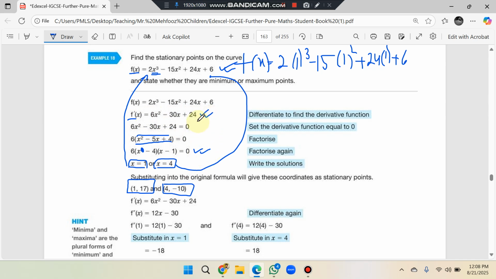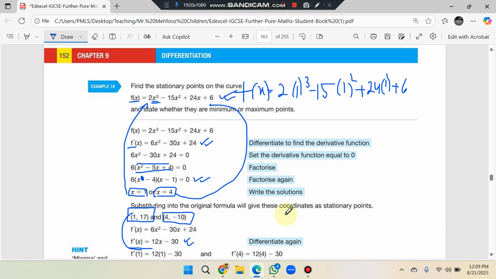So after that, we have the derivative, that is 6x square minus 30x plus 24. If we take the double derivative, what is the answer? The double derivative will be 12x minus 30 plus 0, so we can write it as 12x minus 30. This is the double derivative. Now if we put x equals 1 into the double derivative, your answer will be minus 18. If you put x equals 4, your answer will be 18.